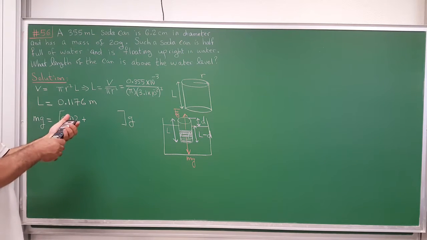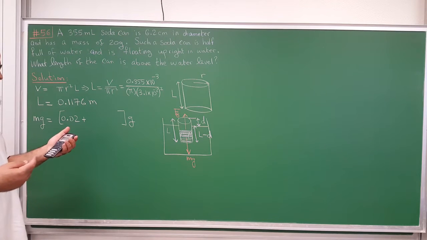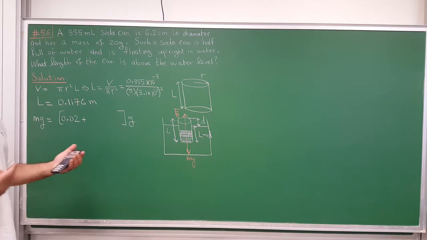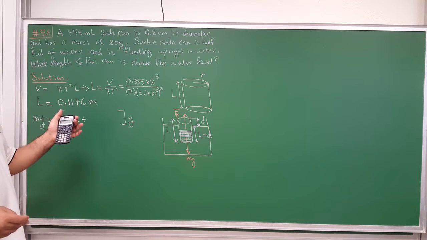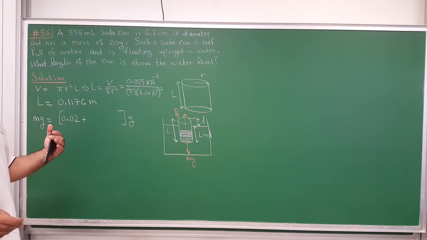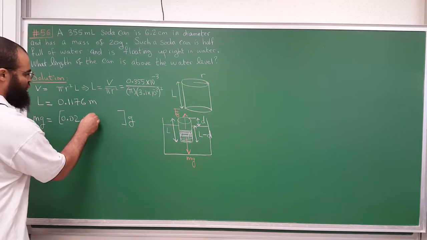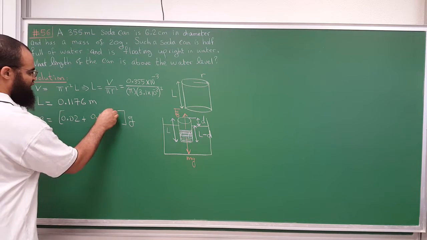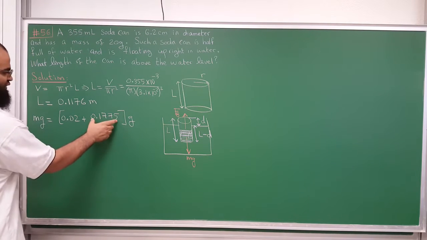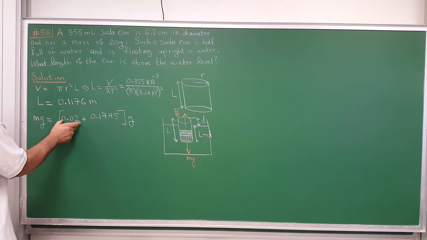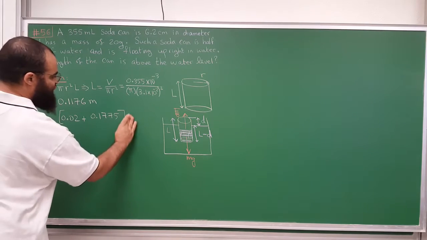So let me do this. 355 milliliters divided by 2 is 177.5 milliliters, and water is a gram per milliliter. So it is 177.5 grams. If you divide by 1,000, you get 0.1775 kilograms of water inside it because it's halfway full. This is the mass of the empty soda can, and that's that. And then times g, which is 9.8.